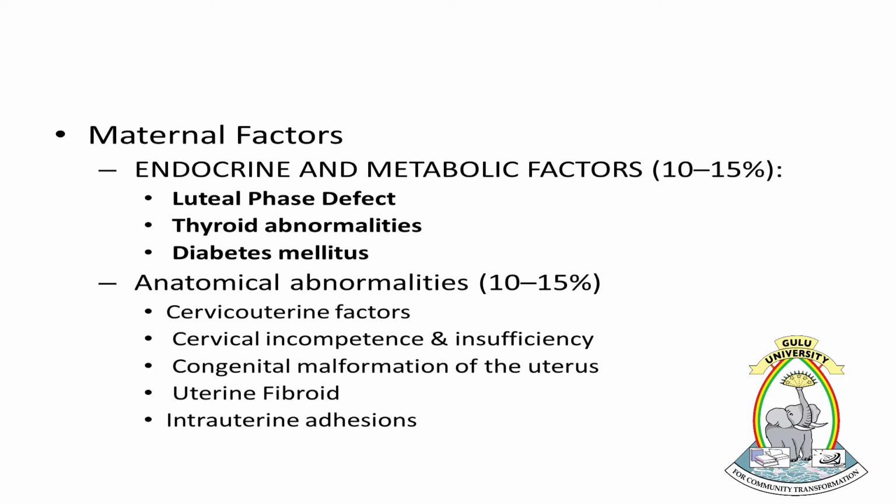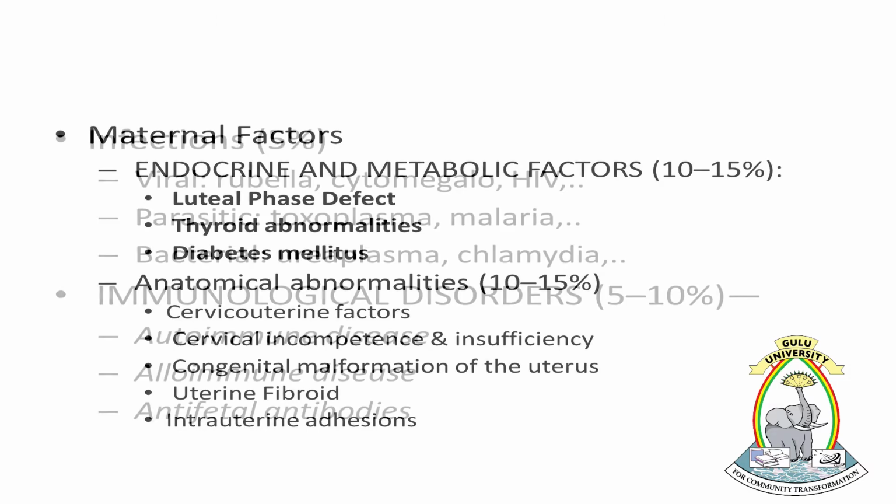The other anatomical things that might predispose a woman to pregnancy loss could be cervical factors or uterine factors. Cervical incompetence, or insufficiency, is one of them. Congenital malformation of the uterus, which we'll look at later. Uterine fibroids, especially submucosal fibroids, make you more likely to lose the pregnancy. And intrauterine adhesions will limit the expansion of the uterine volume, so you more likely have issues with your pregnancy when you have that.